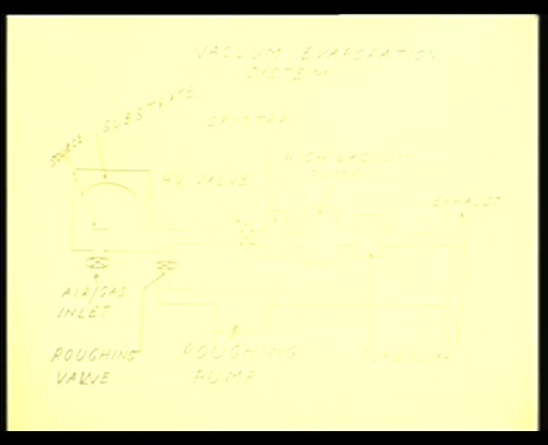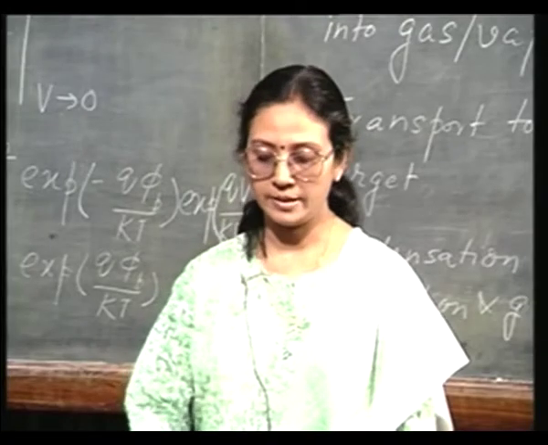So, essentially 4 steps. First step is creation of the rough vacuum, second step is creation of the high vacuum, third step is heating of the substrate, and fourth step is evaporation of the metal. These are the 4 steps in a vacuum evaporation of the metal.